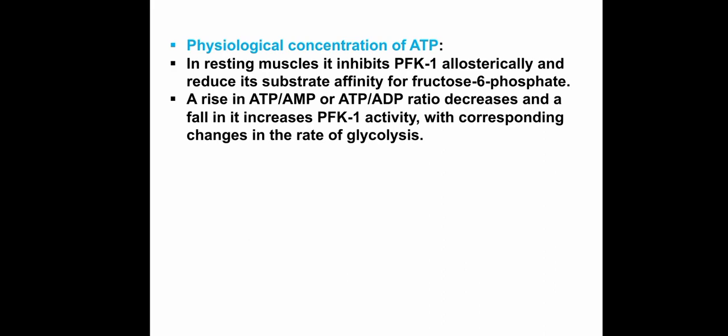A rise in the ATP ratio decreases the activity of phosphofructokinase 1. Rather, a fall in ATP, or ATP/AMP or ATP/ADP, whatever form of phosphate there is, triphosphate, monophosphate or diphosphate: a rise in ATP causes inhibition of PFK1, or a fall in ATP level causes activation of PFK1 activity, which correspondingly changes the rate of glycolysis.